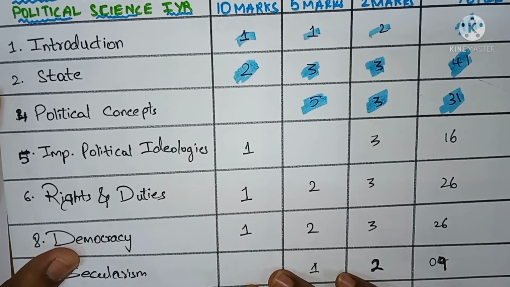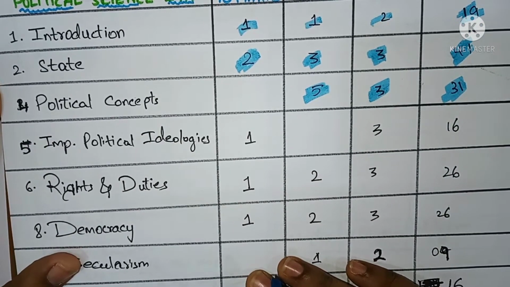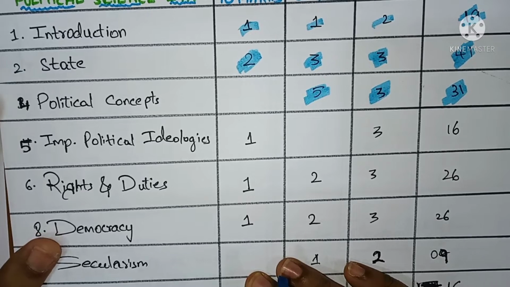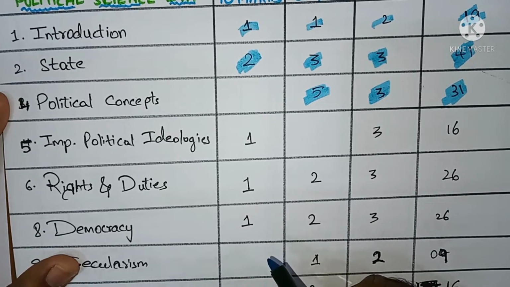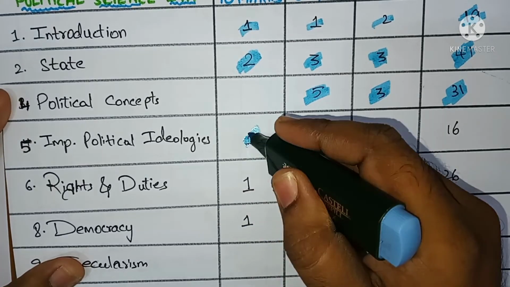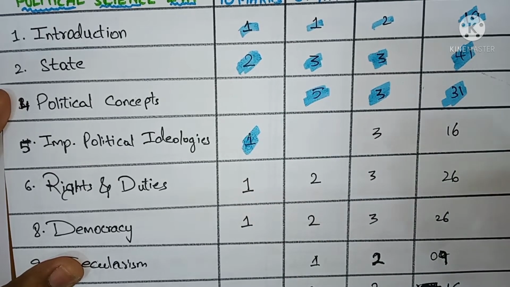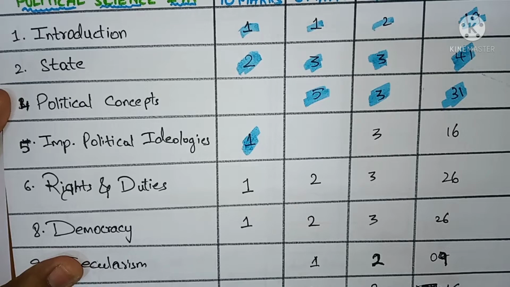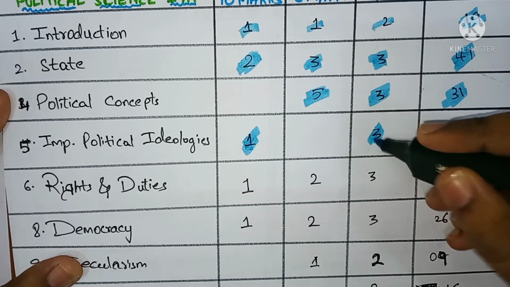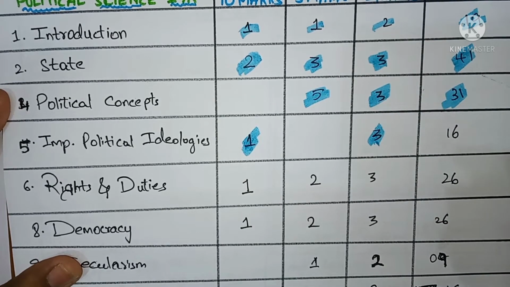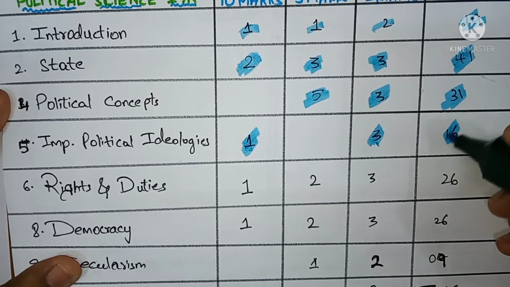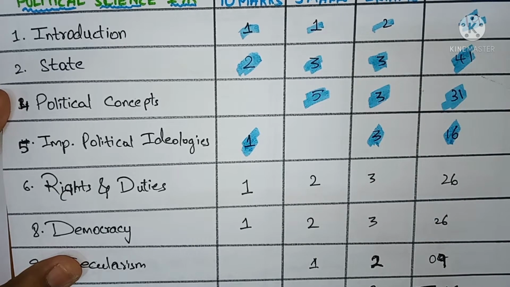Okay, let us move towards the next one, that is none other than our important Political Ideologies. The first question from this chapter will be a 10 marks question. Then there is no 5 marks question in this chapter. Then three 2 marks questions in this chapter. So the total marks will be 16 marks.